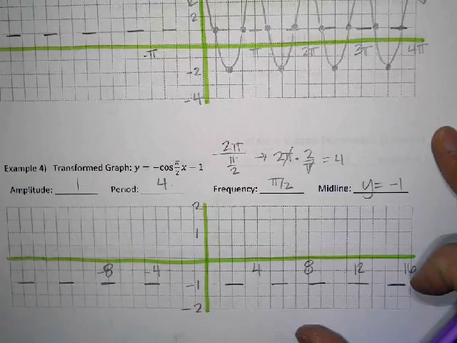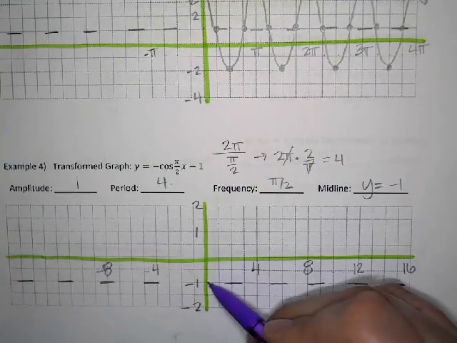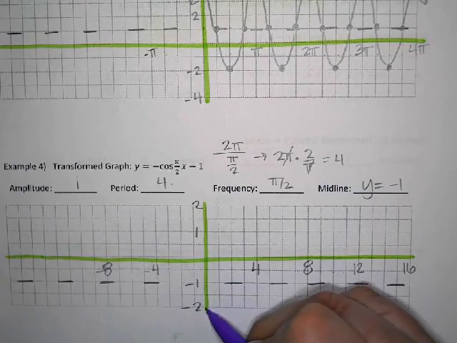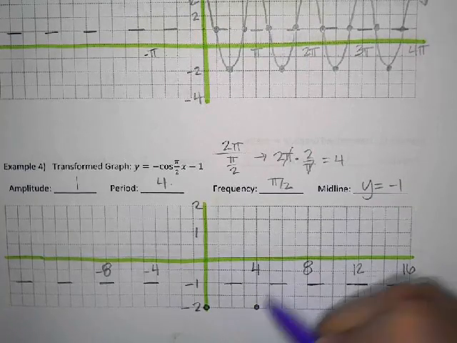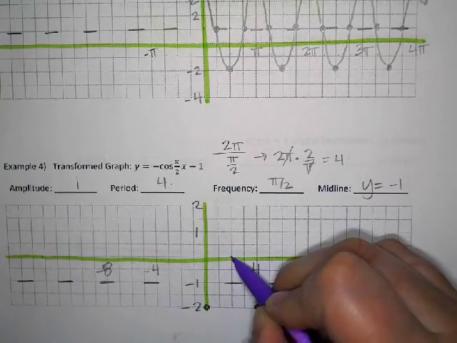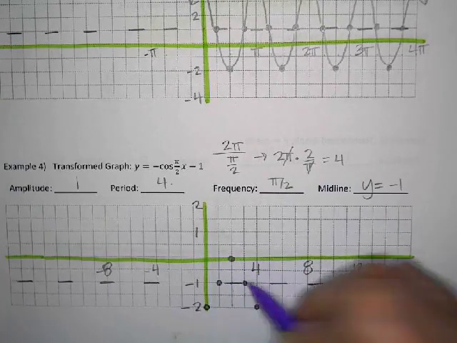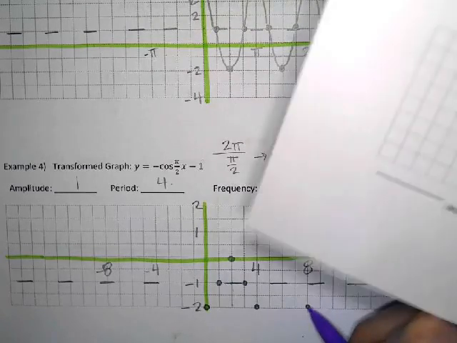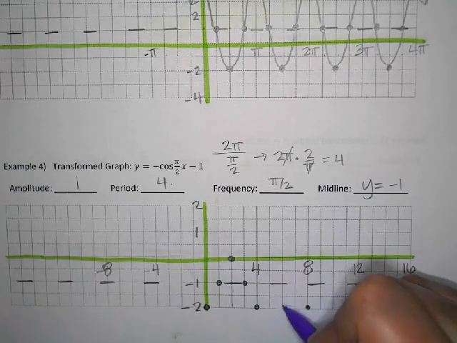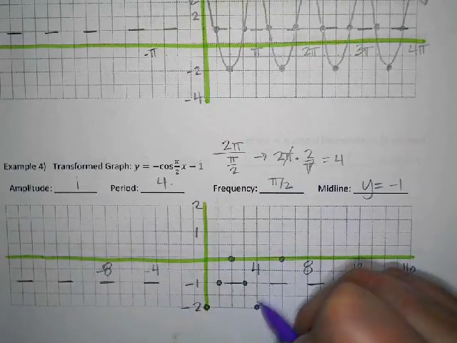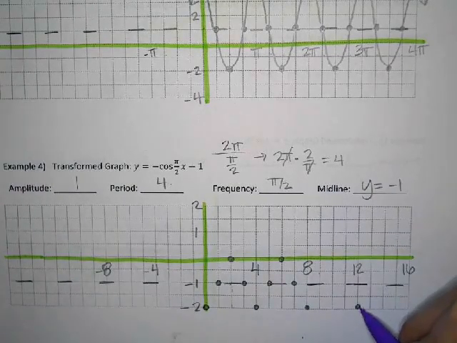So there's my middle. I have an amplitude of 1, so I'm going to start at a minimum, an amplitude of 1 from the midline. So there's my minimum and my minimum. Between that, I've got my maximum. And then I need to cross the midline. So from minimum to minimum, between the minimums, I have my maximum, and then there's my midline. Minimum to minimum, between those, I have my maximum, cross the midline.